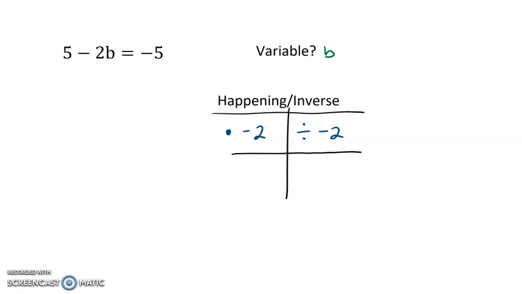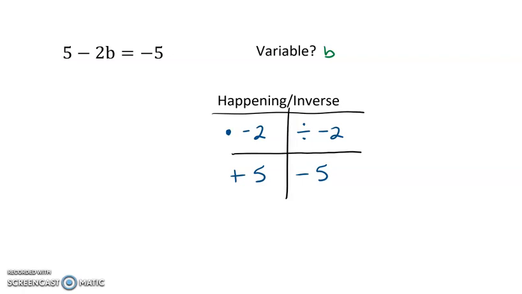The next thing that we are dealing with is this 5 over here. This 5 is a little on the confusing side because there really isn't any sign going with it. But we're actually adding 5 to the variable, which means that the inverse of that is to subtract 5.